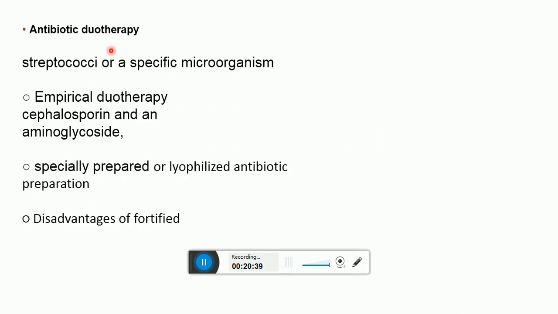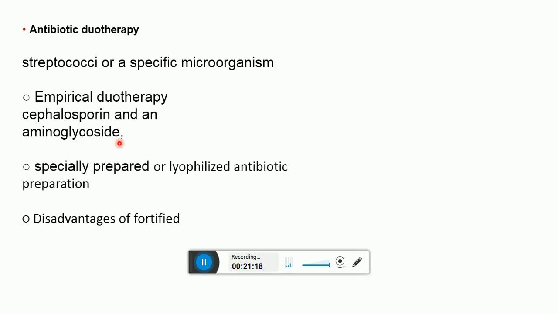Antibiotic dual therapy may be preferred as first-line empirical treatment in aggressive disease or if microscopy suggests streptococci or a specific microorganism that may be more effectively treated by a tailored regimen. Empirical dual therapy usually involves a combination of two fortified antibiotics, typically a cephalosporin and an aminoglycoside, in order to cover common gram-positive and gram-negative pathogens.